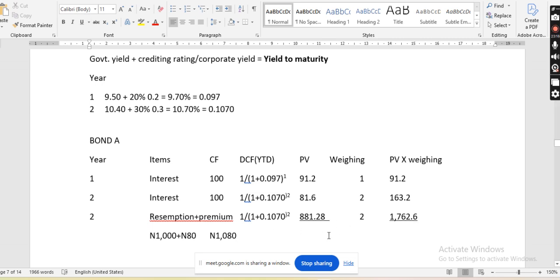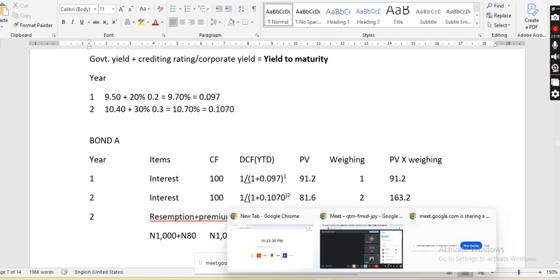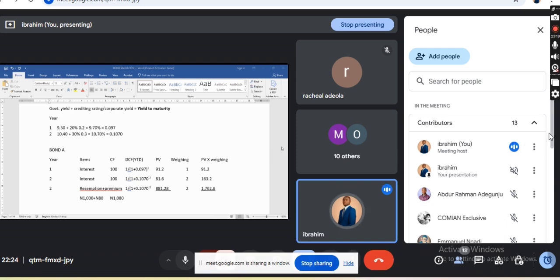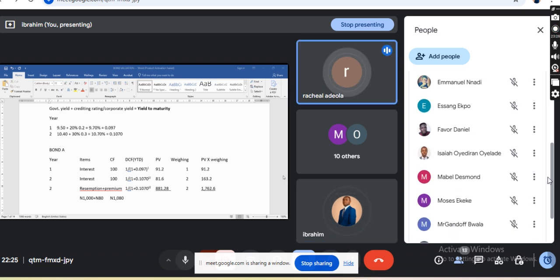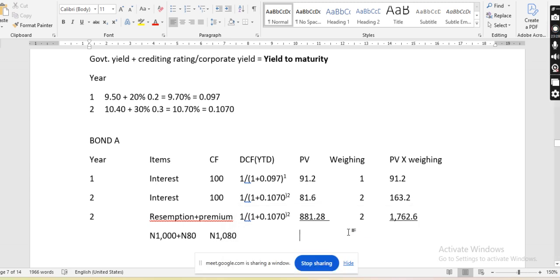Add. What do you have? When you add this together, what do you have? Let me check your PV. 2017. Oh, interesting. No, the other place, sir. PV multiplied by the weight. Okay. What of this?